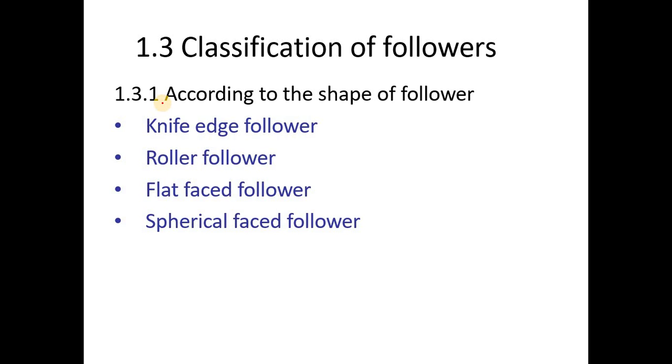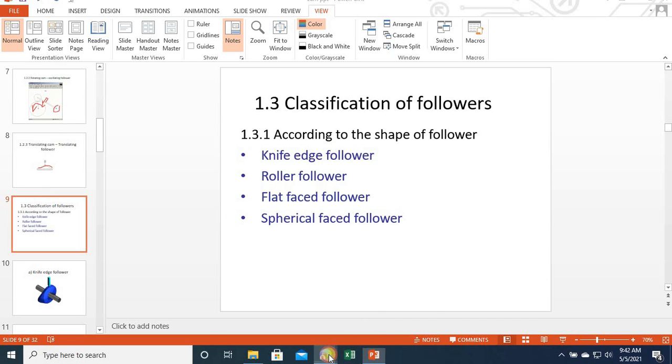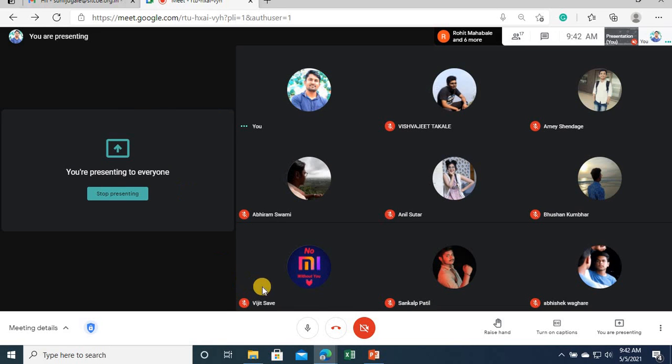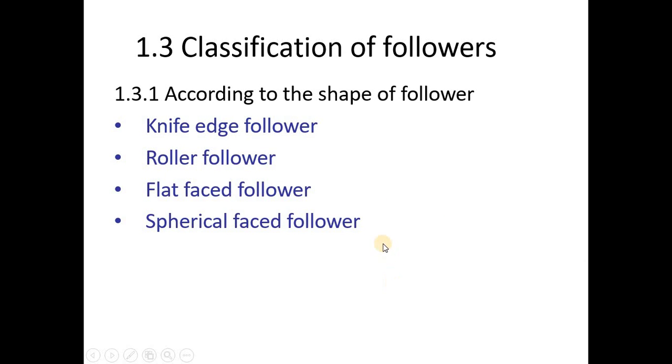You can see over here, number one is knife edge follower. Someone is added into the group, so I will add. There are different types of knife edge followers. There are different shapes of follower.